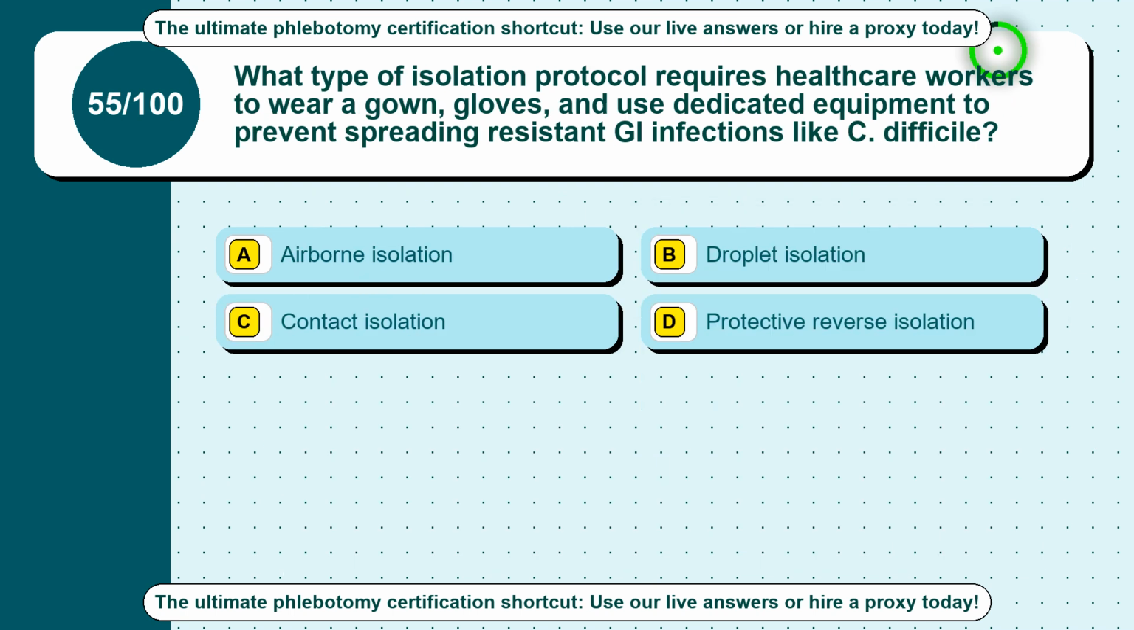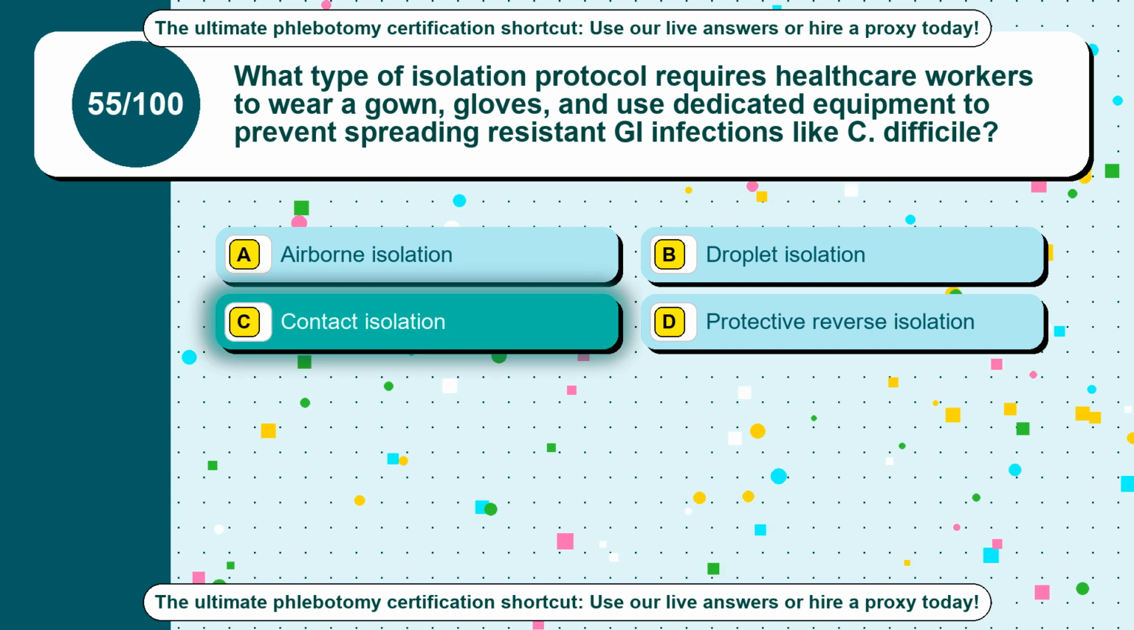Question 55. What type of isolation protocol requires healthcare workers to wear a gown, gloves, and use dedicated equipment to prevent spreading resistant GI infections like C. difficile? Option A. Airborne isolation. Option B. Droplet isolation. Option C. Contact isolation. Option D. Protective reverse isolation. The correct answer is option C.